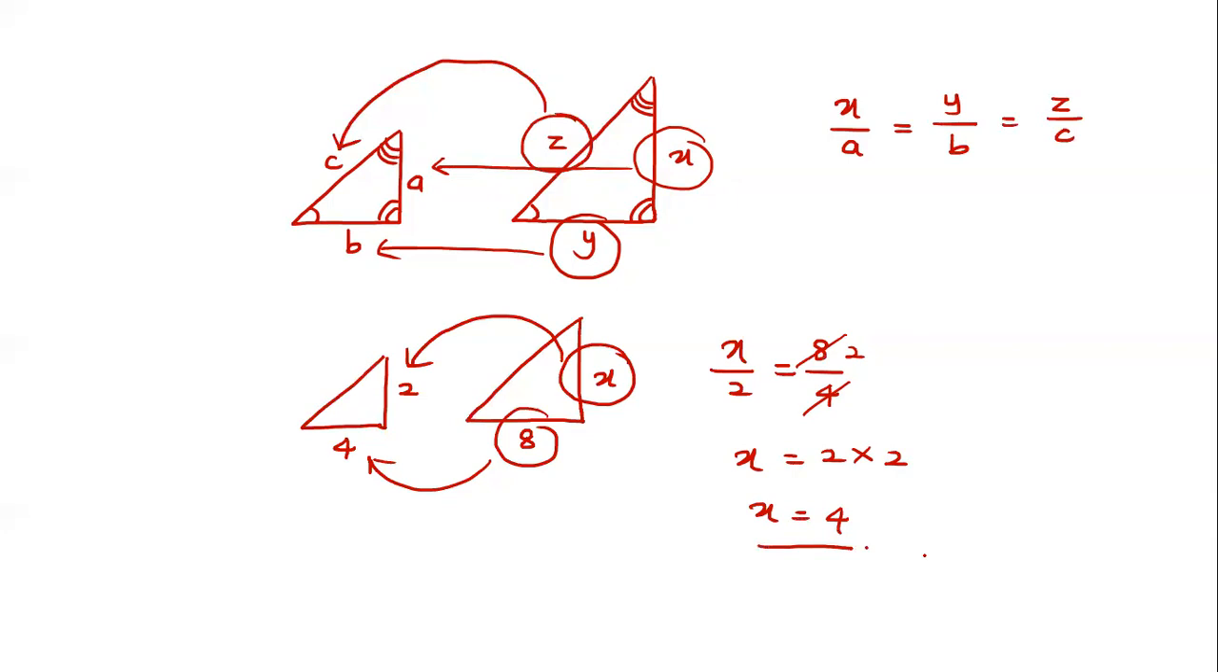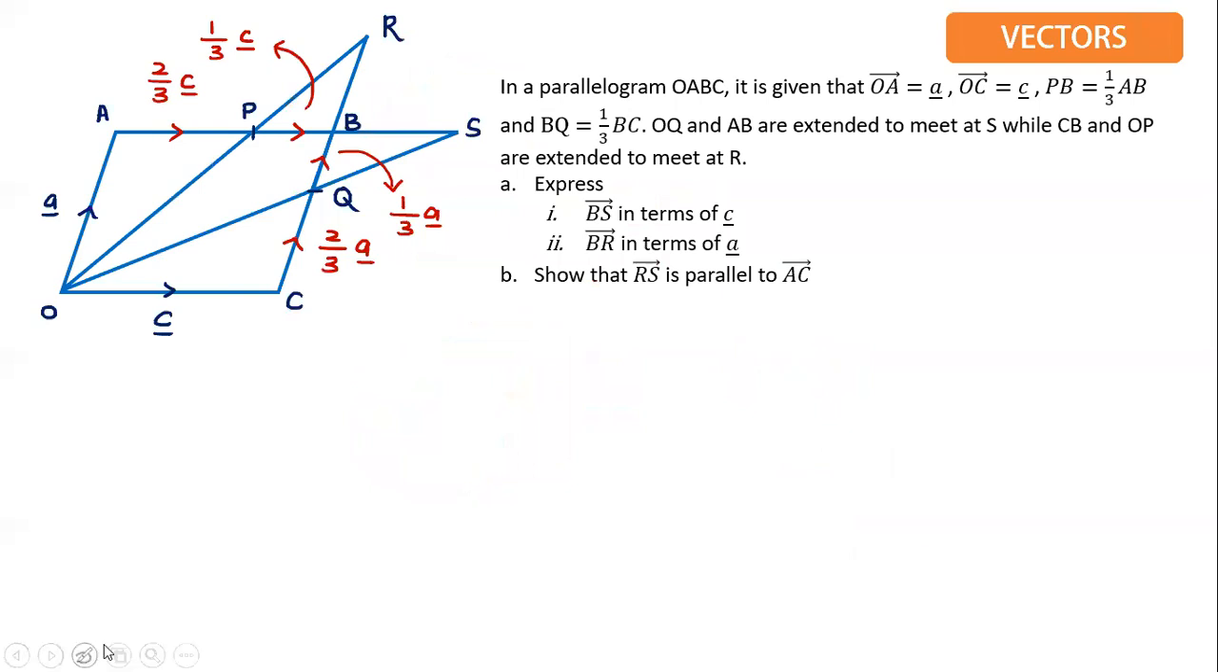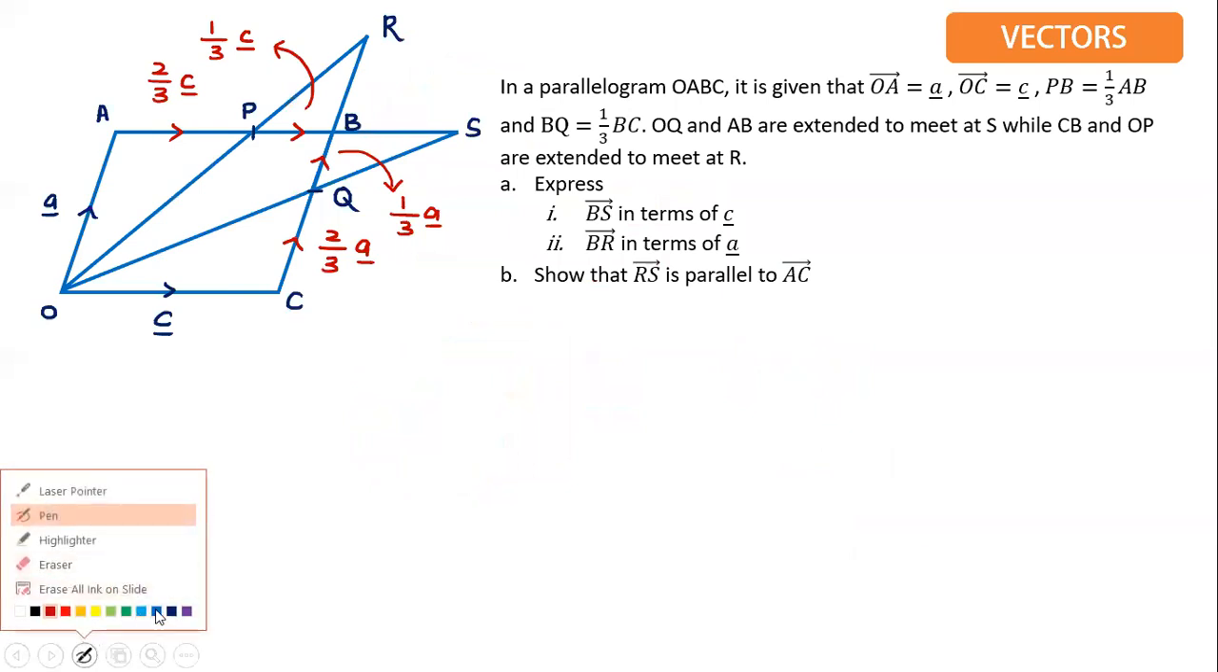Okay, understand? You can use this method because the triangles are similar. Why are they similar? Because their angles are the same. So you must understand, class, you must be able to see that the angles are the same. Only after that can you use this idea. Otherwise you cannot use it. Understand? Okay, we go back to the question. This is our question, class. Get ready.